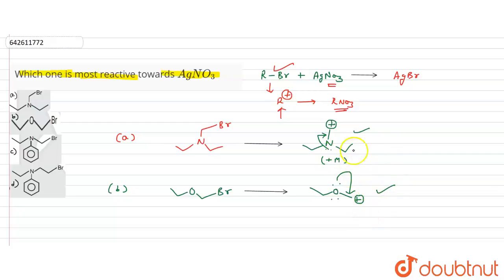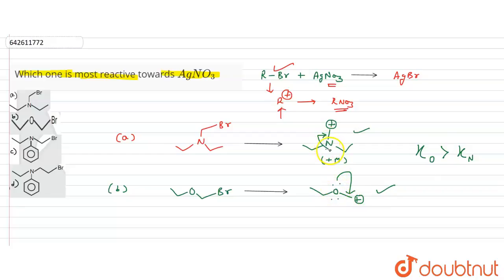But here you can see that in both these compounds, the electronegativity of oxygen is very high as compared to the electronegativity of nitrogen. That means the lone pair of oxygen will take time, because the lone pair does not want to go from this side, since oxygen is very electronegative as compared to nitrogen.